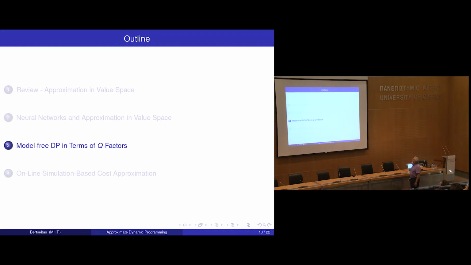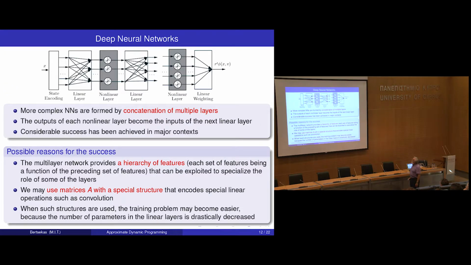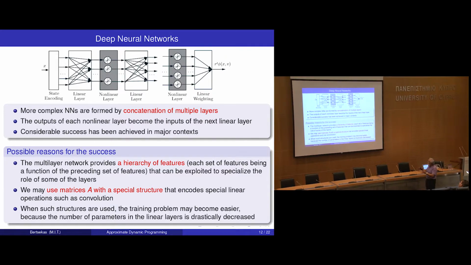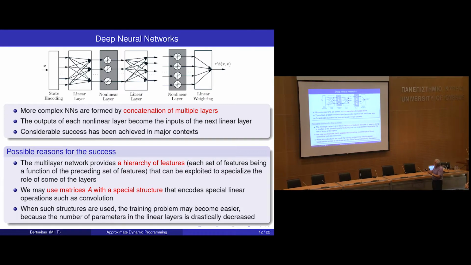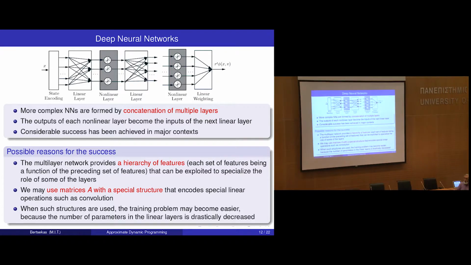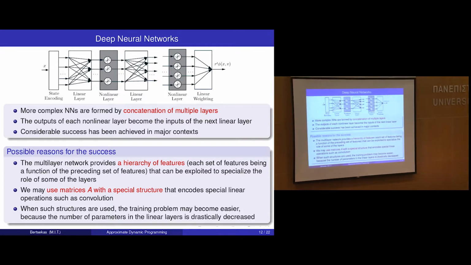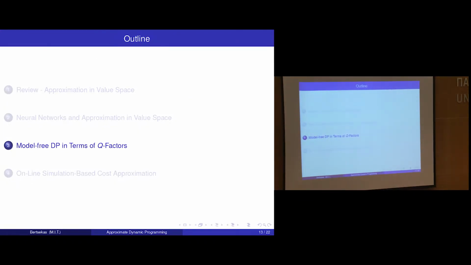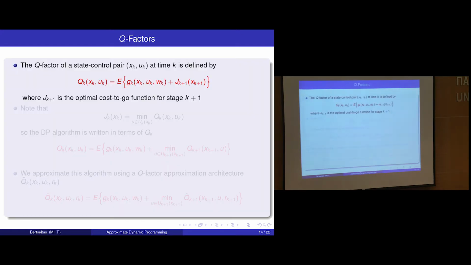Okay, so we have sequential dynamic programming approximation using a parametric architecture, and we go backwards, train a neural network for every stage. And now let's talk about another version of training that does not involve expectations, the calculation of expectations. It's model-free, and it involves these QFactors.